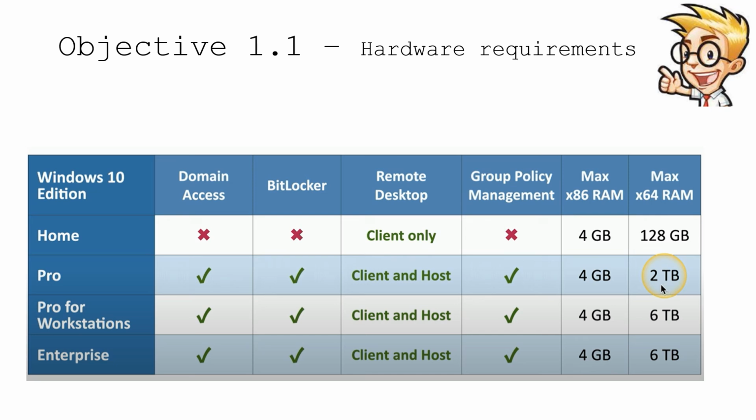If you're running Windows 10 Pro, or 10 Pro for Workstation, or 10 Enterprise, then you have full domain access, and you can use BitLocker on any of them. You can be both a client and a host for remote desktop. Group policy is enabled so you can control a lot of settings in Windows. The 32-bit version of these editions supports a maximum of 4 gigabytes of memory. The 64-bit version of these supports up to 6 terabytes of memory.